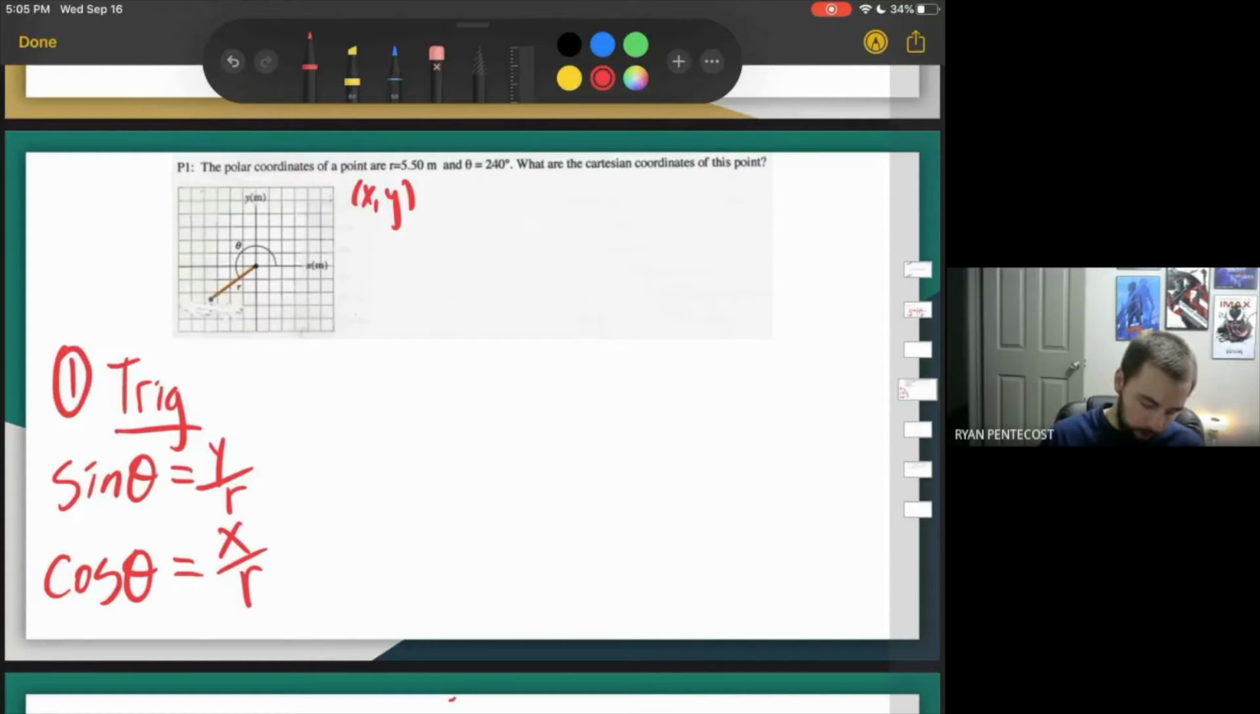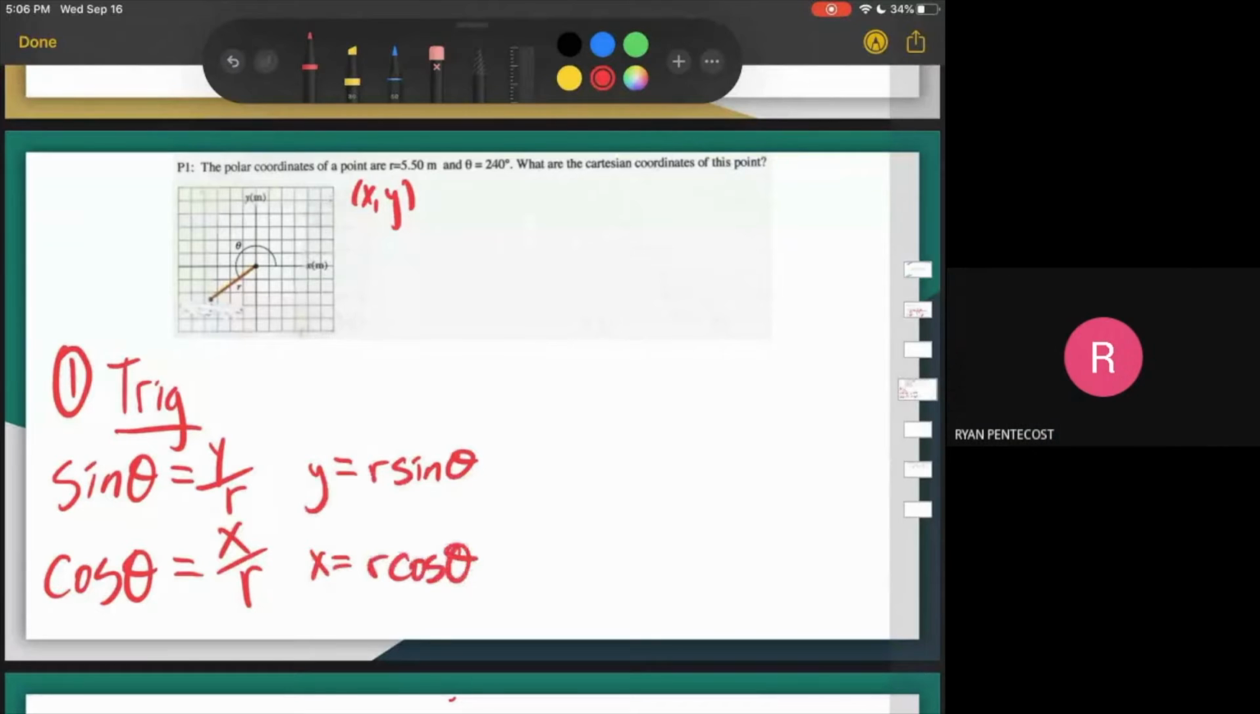So y would equal, if you multiply that r over, r sine theta, and x would equal r cosine of theta. And we know that theta is 240 degrees, r is 5.5. So you could plug those in and find your answer.